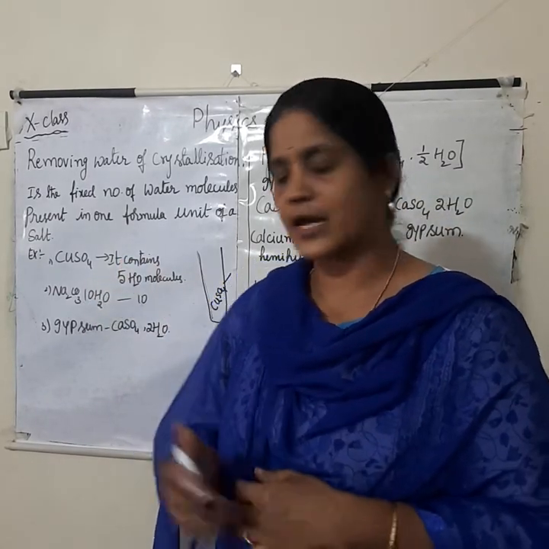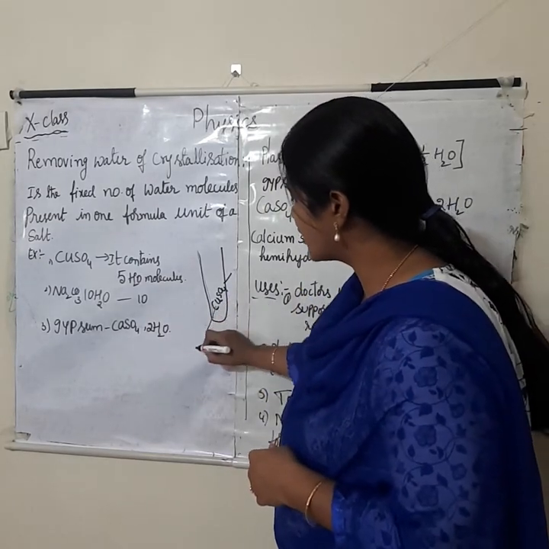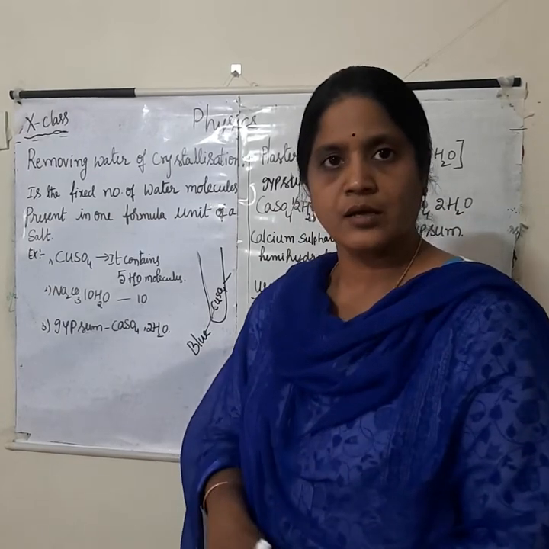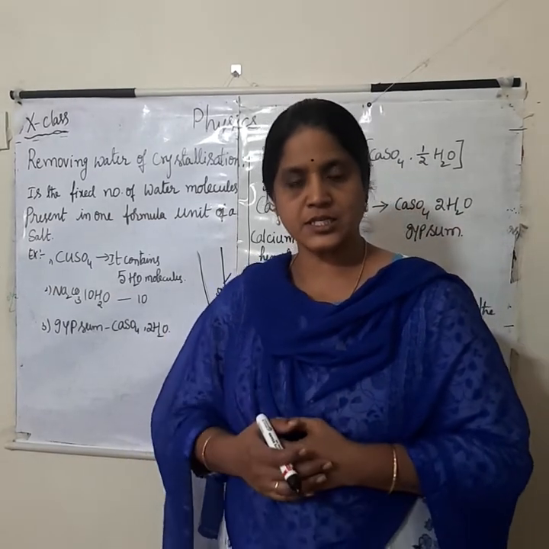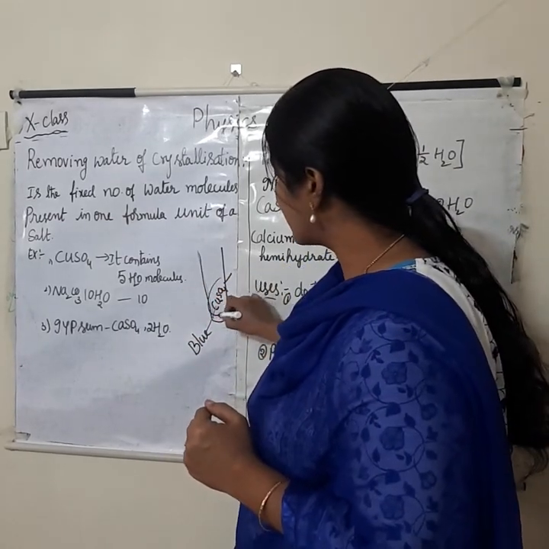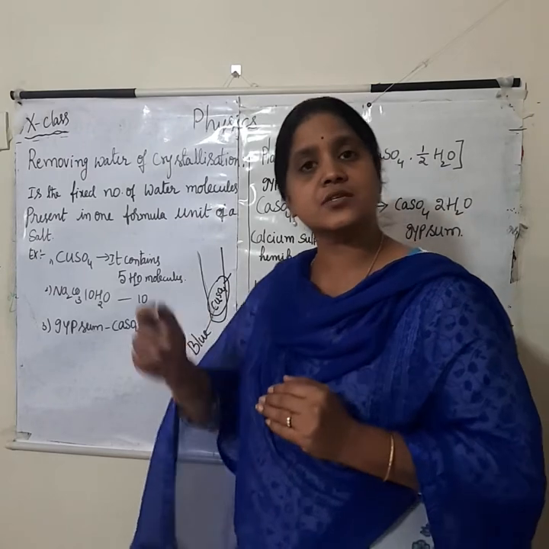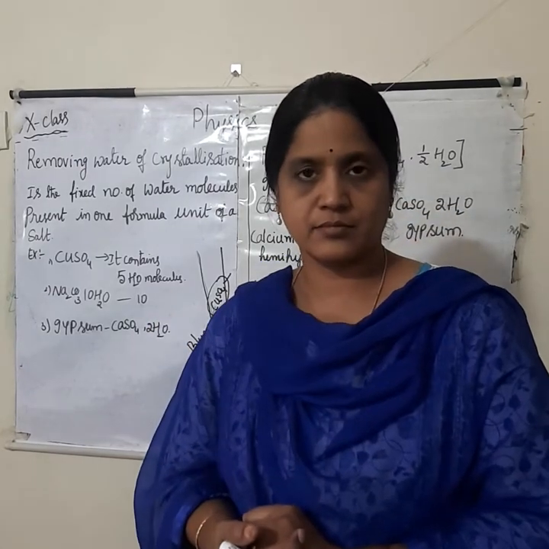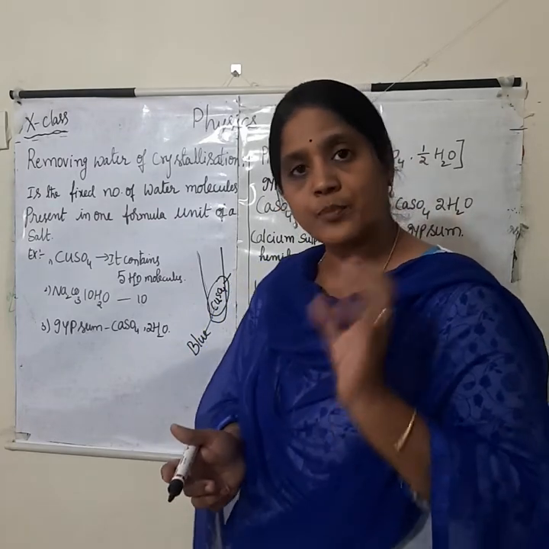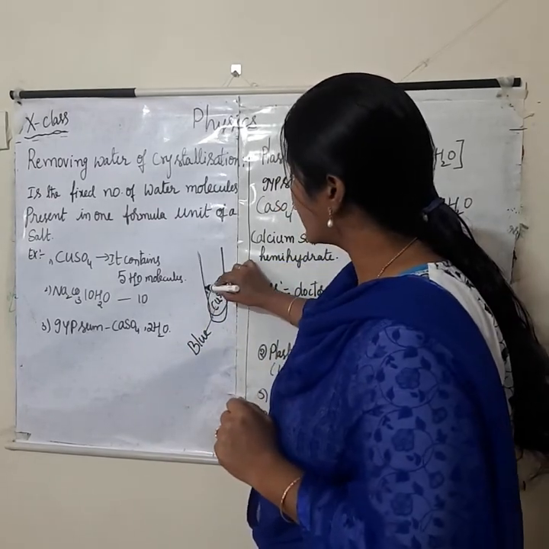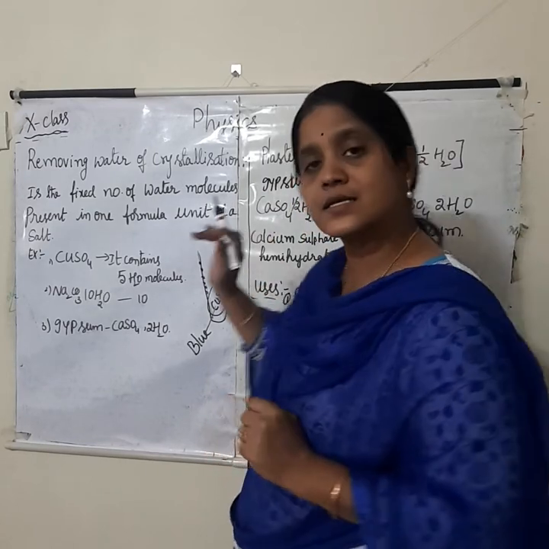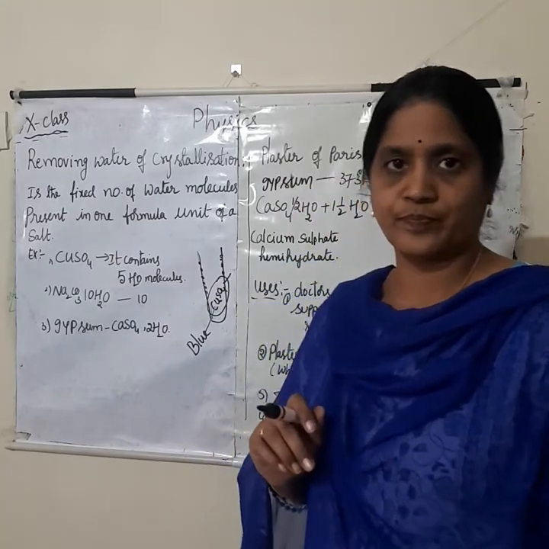The color of the copper sulfate is blue. After some time, when you heat it, the copper sulfate salt changes into white color. There is a change in the color of the salt, and at that time you can observe some water droplets at the sides of the test tube.